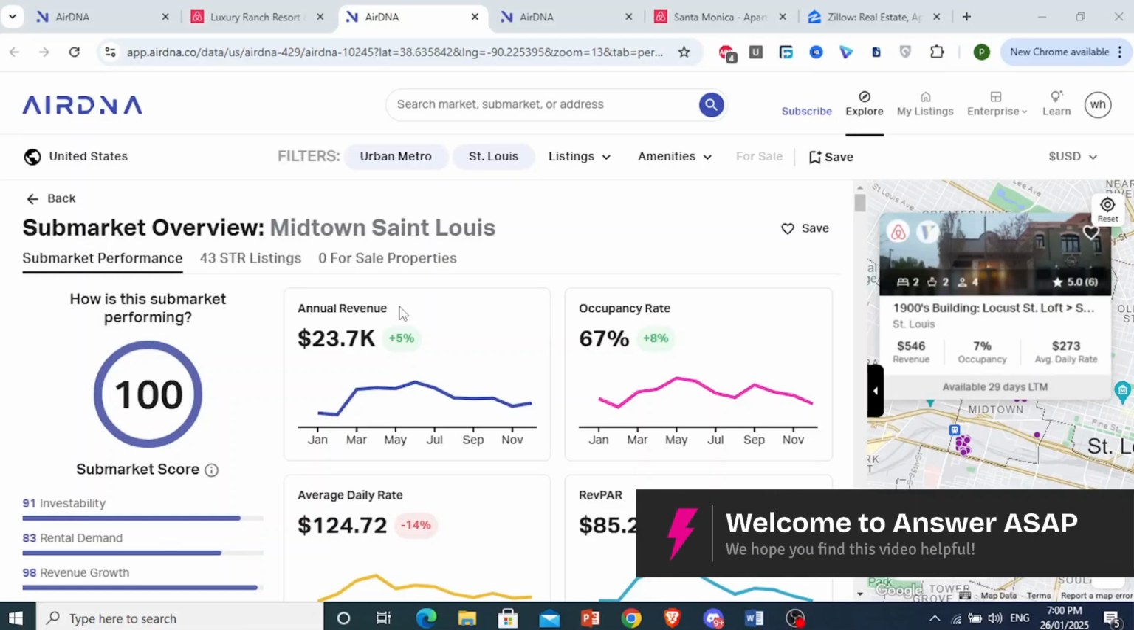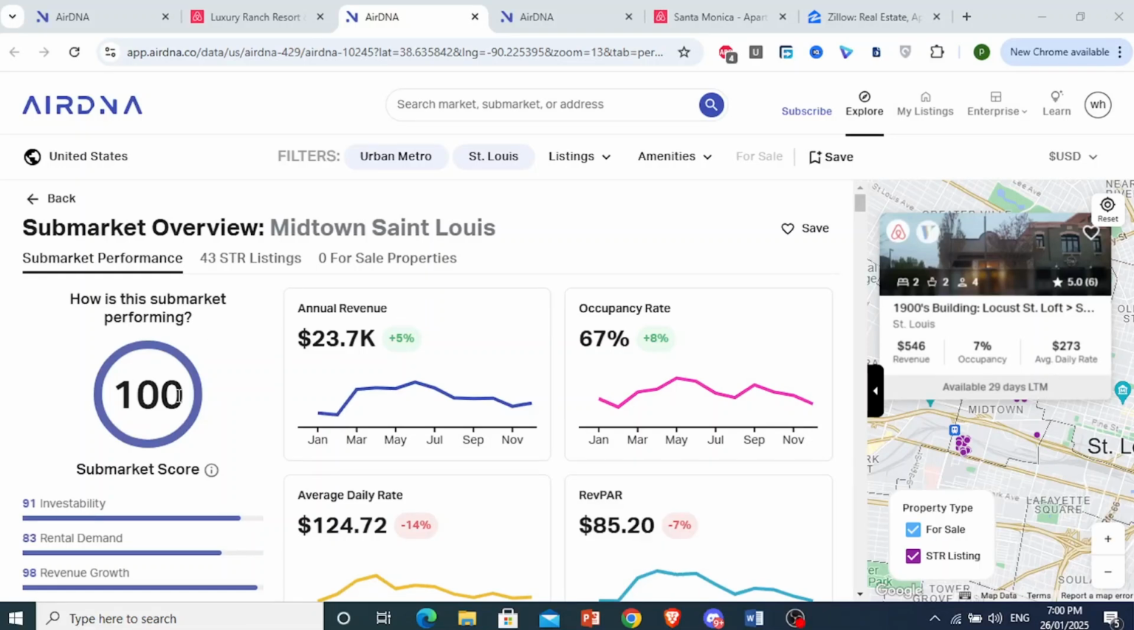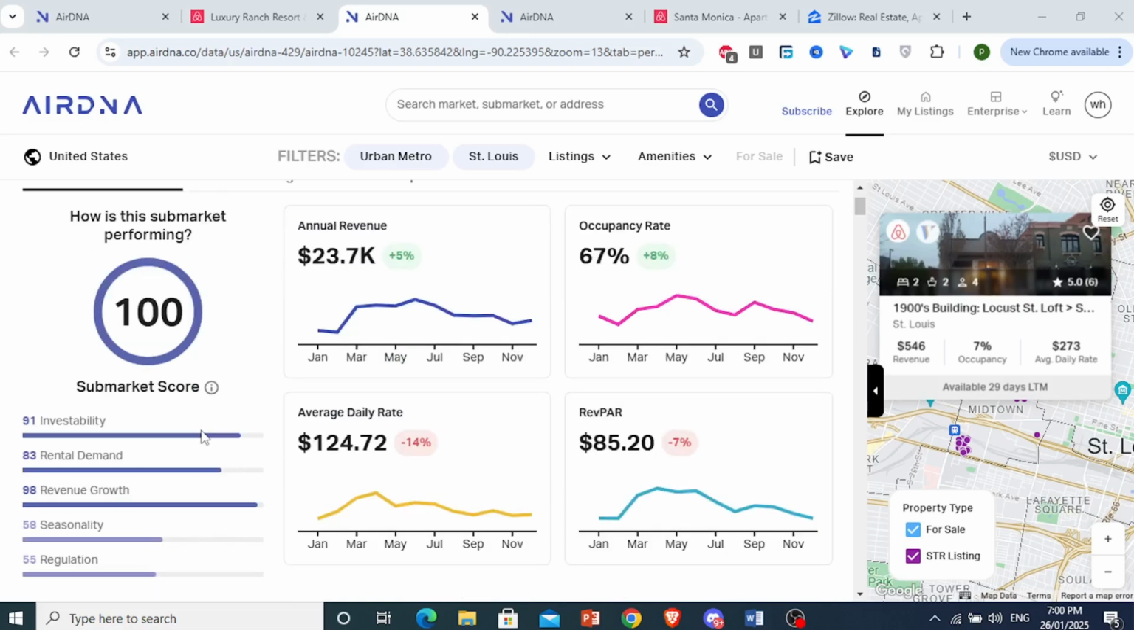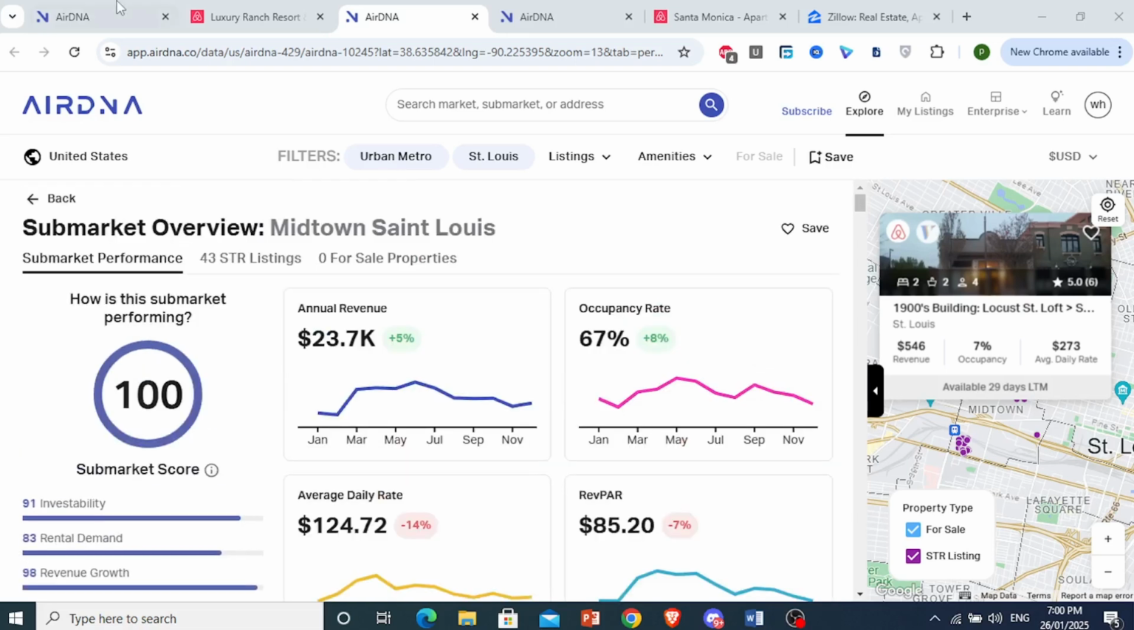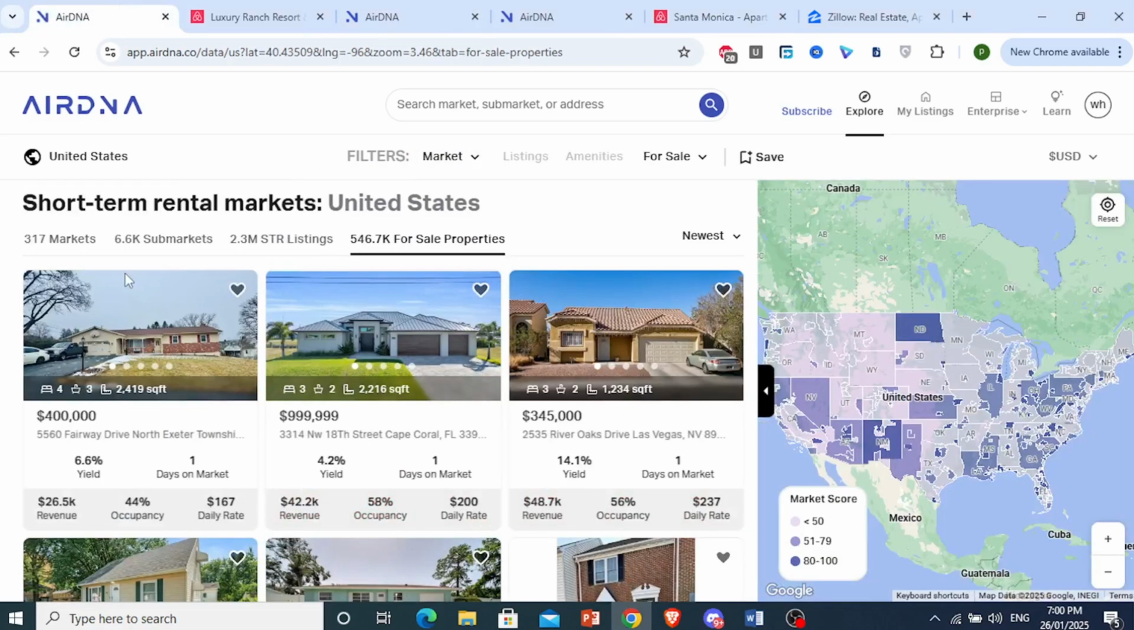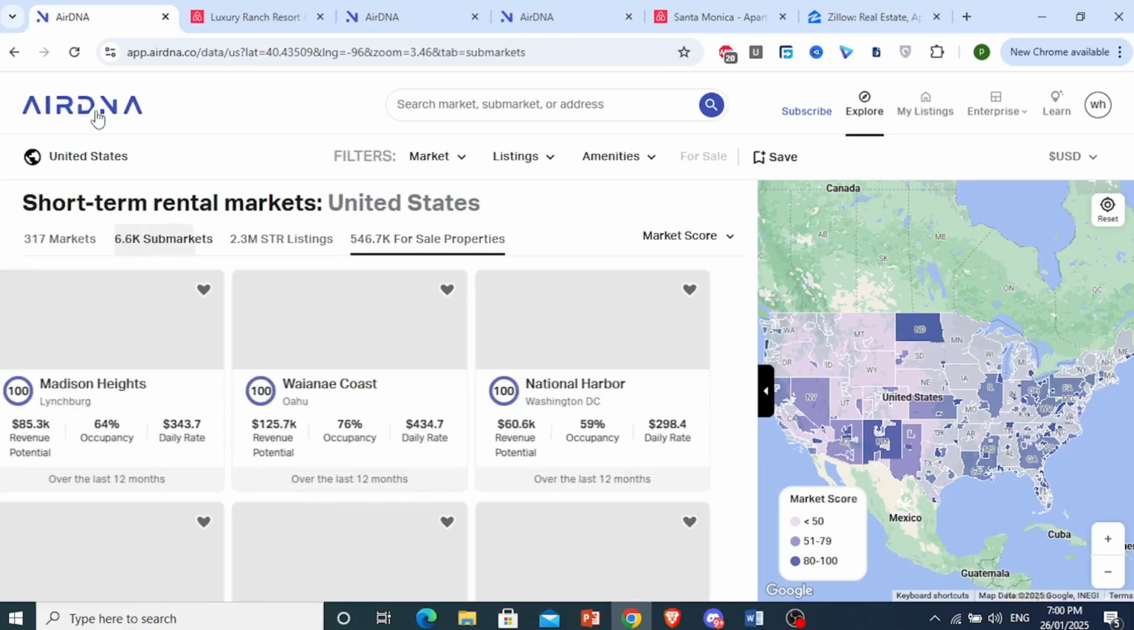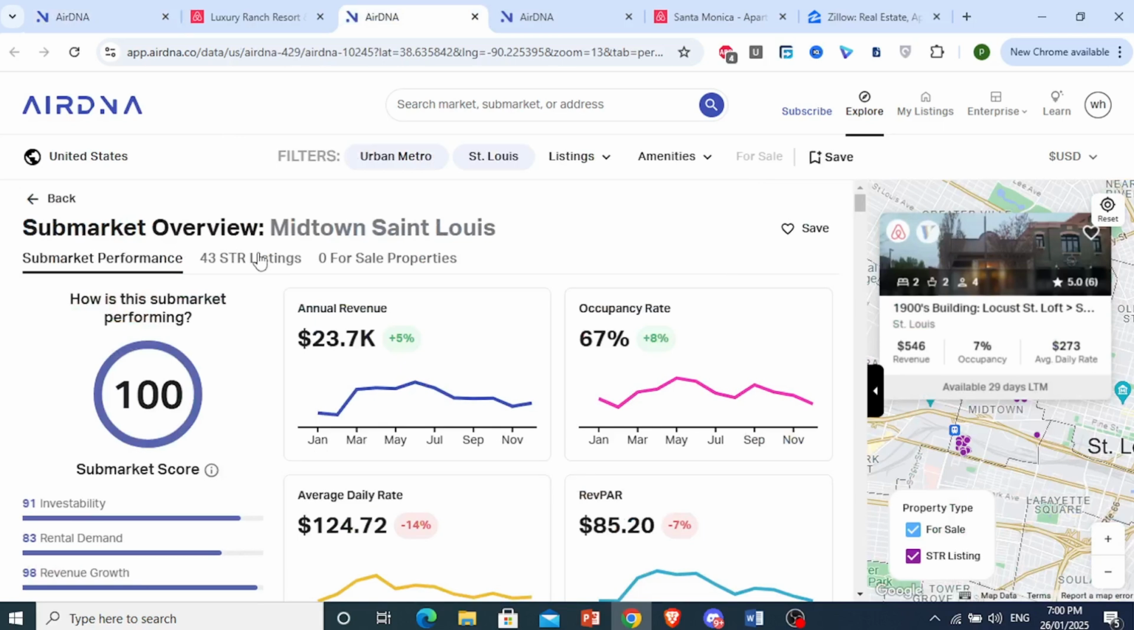Hey guys, in this video I'm going to show you how to read the AirDNA data. What is going on exactly? If you don't understand what this is, so let's say you go ahead and choose a market or sub-market from here, on the AirDNA homepage. And we have right here Midtown St. Louis. Now, according to AirDNA, this sub-market has a score of 100.